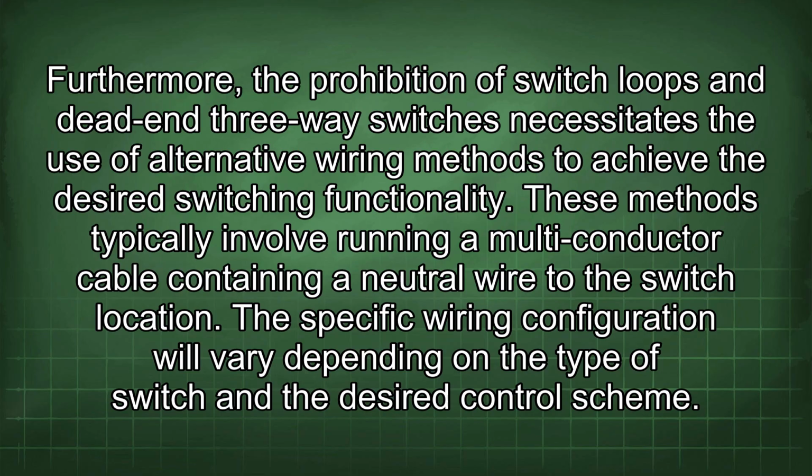Furthermore, the prohibition of switch loops and dead-end three-way switches necessitates the use of alternative wiring methods to achieve the desired switching functionality. These methods typically involve running a multi-conductor cable containing a neutral wire to the switch location. The specific wiring configuration will vary depending on the type of switch and the desired control scheme.